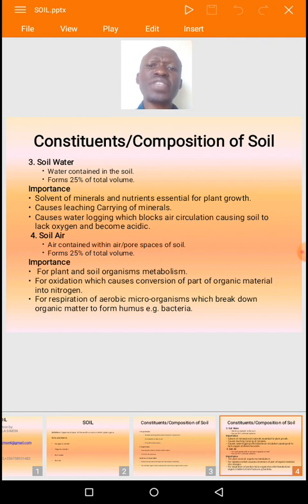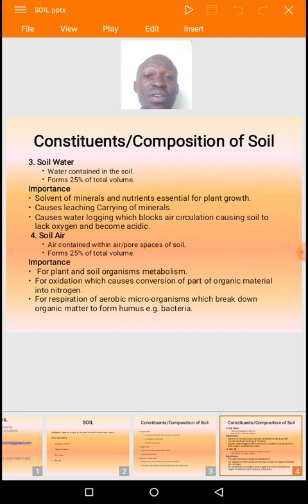So when we say solvent, it is the one used in mixing air. Then it causes leaching of materials. Leaching means these materials or minerals are moved from the upper layers downwards, so that the upper layers might not be that much enriched. With this soil water, these materials can be moved from the upper layers to the bottom layer, so that there is equal distribution. We are looking at components of the soil one after the other.